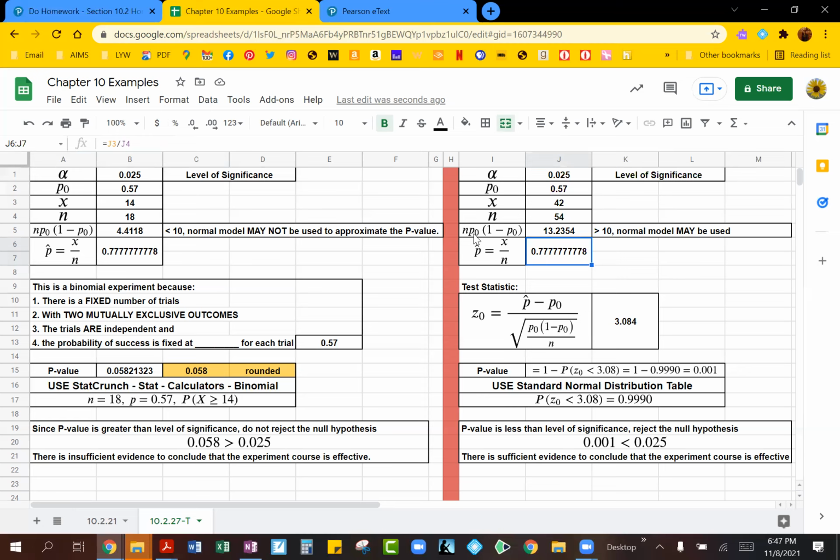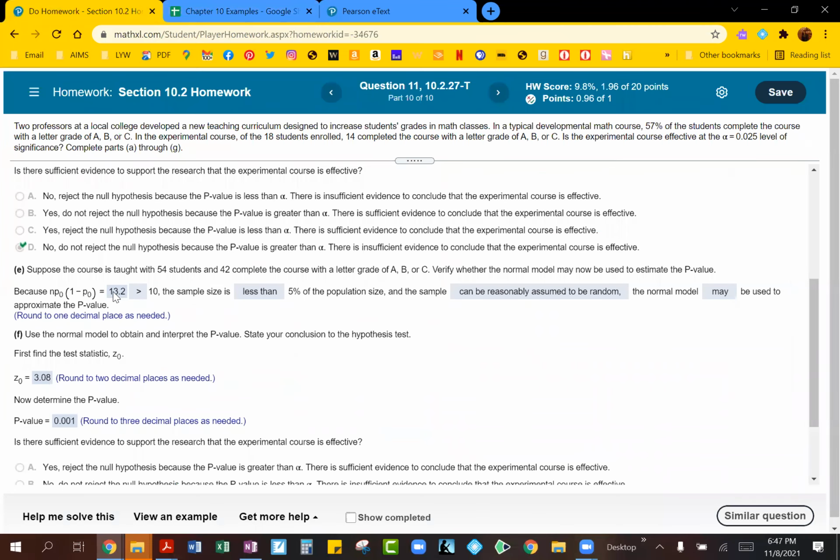Now, when you calculate N times P naught times 1 minus P naught, you will see this is a larger value now. You have 13.23, which is a number larger than 10. So you can actually use the normal model here. On the previous one where you had a small sample size, our number only came out to be 4.4, which was less than 10. So we were not able to use the normal model. But here, since you got 13 point something, greater than 10, you can use the normal model.